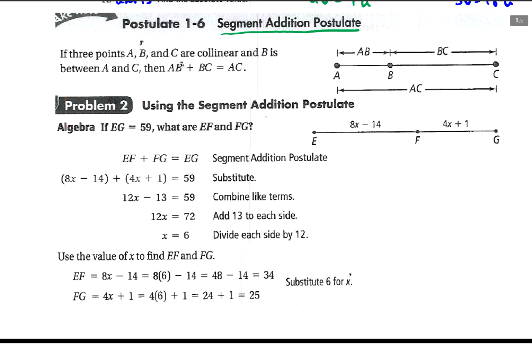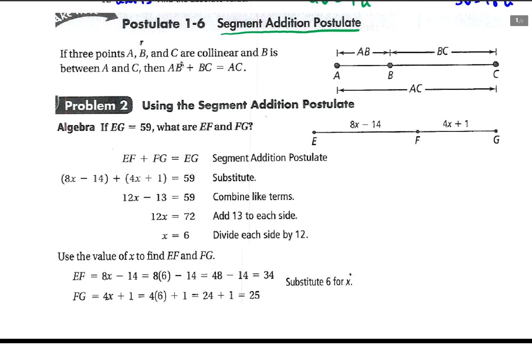We have segment addition, angle addition, area addition. We have volume, but we don't actually have volume, but it works the same. We have a bunch of addition postulates that we will be seeing along the way. This is the first one.